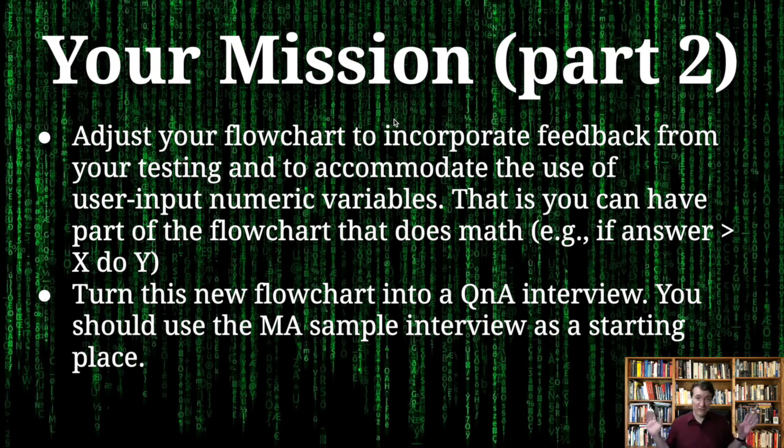So this first one is just adjust your flowchart to incorporate feedback from your testing and to accommodate the use of user input numeric variables. So your flowchart actually might have already done this, but if it didn't, you should adapt it to do this. So what that means is you can have the decision points in your flowchart do math. So you can say basically, ask them their income, if it's over this, then do that, et cetera, et cetera. So change your flowchart, get that all ready before our class meeting. And then the thing that we will do together in class is we will take this new flowchart that you've made before we come together, and we will then turn it into a new Q&A interview.